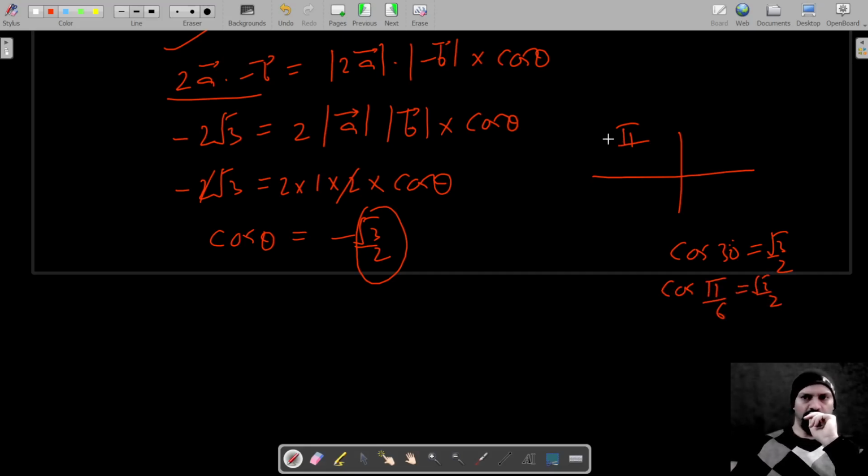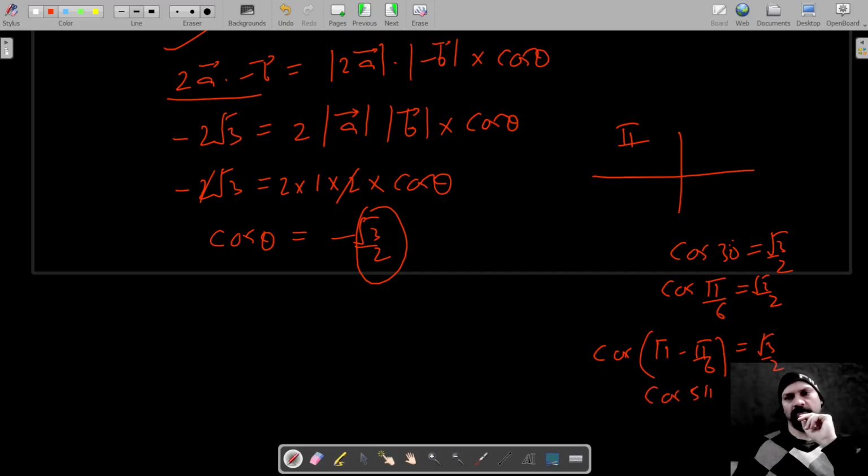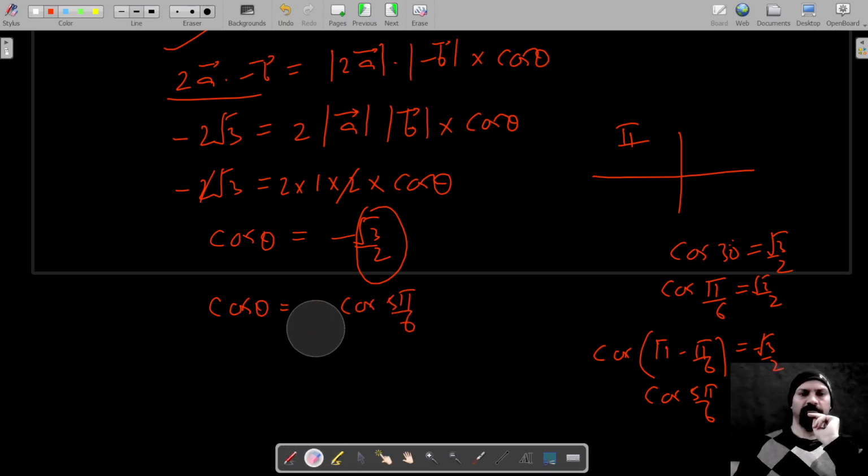Okay, to get in the second quadrant, it has to be pi minus pi by 6. I can write this as cos of pi minus pi by 6, which is equal to root 3. So that becomes cos 5 pi by 6. This becomes negative. Sorry, cos of 5 pi by 6 is negative root 3 by 2. So this is equal to negative root 3 by 2.